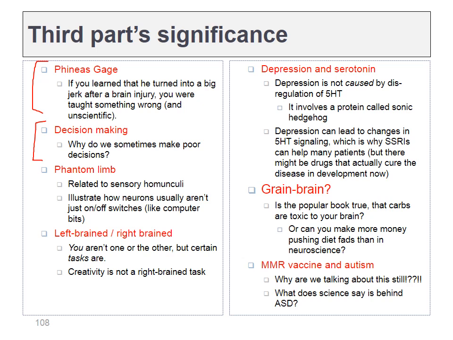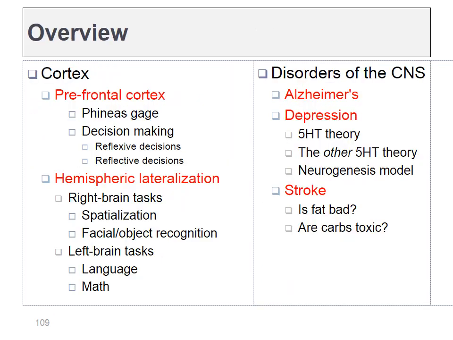We'll talk about serotonin theory of depression once again, and I will introduce to you a better theory. We'll talk about the growth of neurons. We'll also discuss grain brain, is sugar toxic to the brain, and we'll also talk a little bit about what we're learning about autism. To do all of this, we'll start off with the prefrontal cortex and discuss Phineas Gage, what we can learn from him, and learn a bit about decision making.